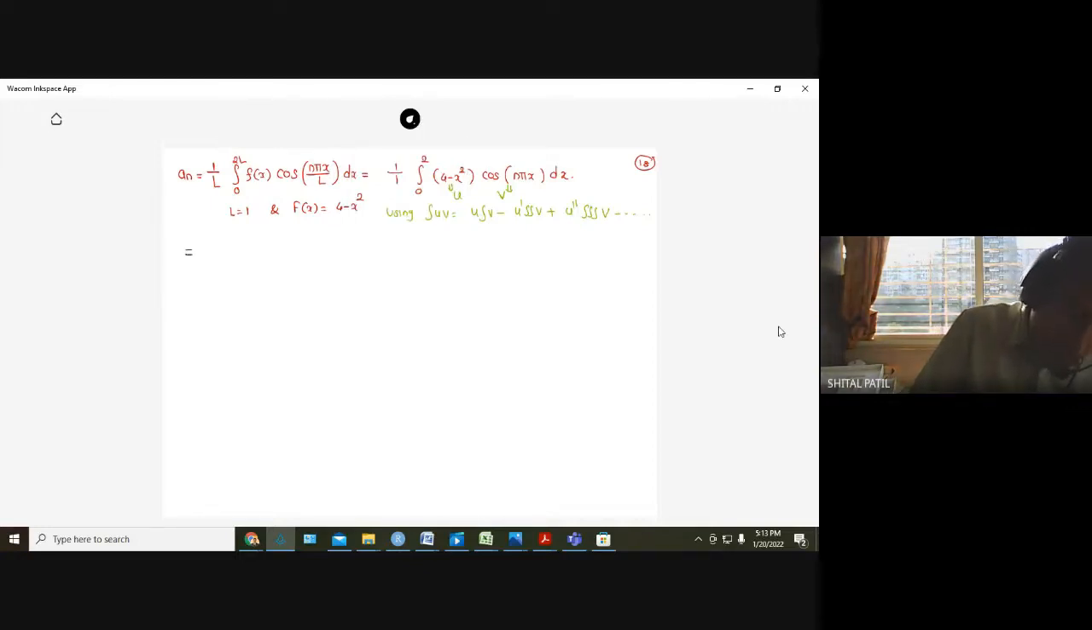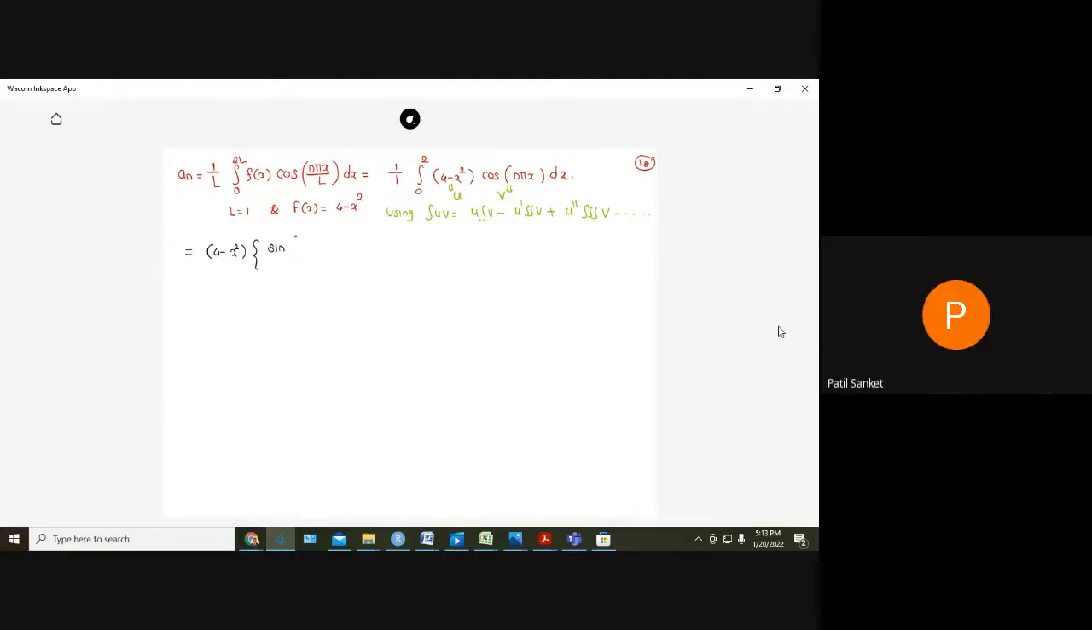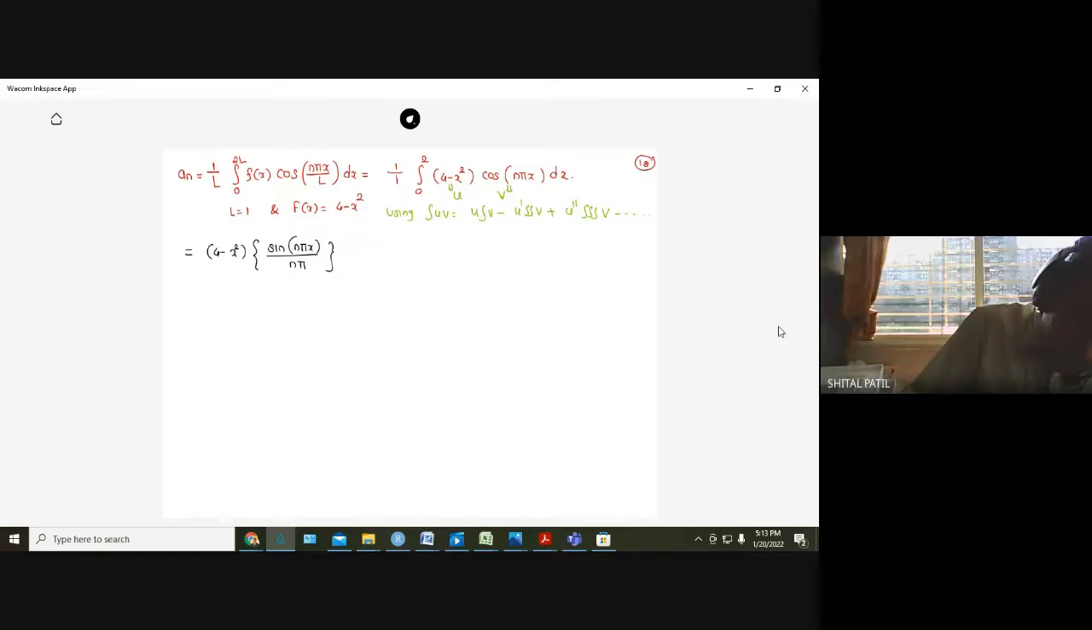1 upon 1 is 1. So u is 4 minus x square. Integration of v, integration of cos n pi x upon L, is sin n pi x upon n pi. This is the first term.